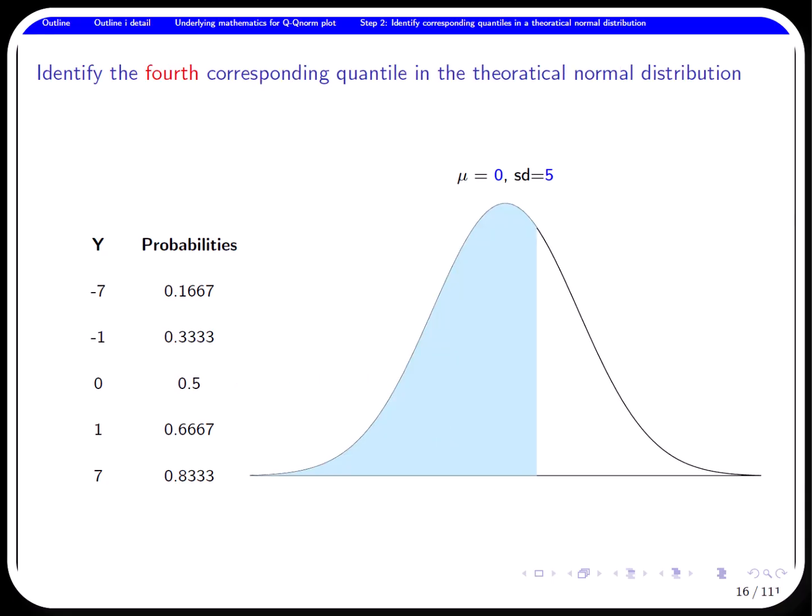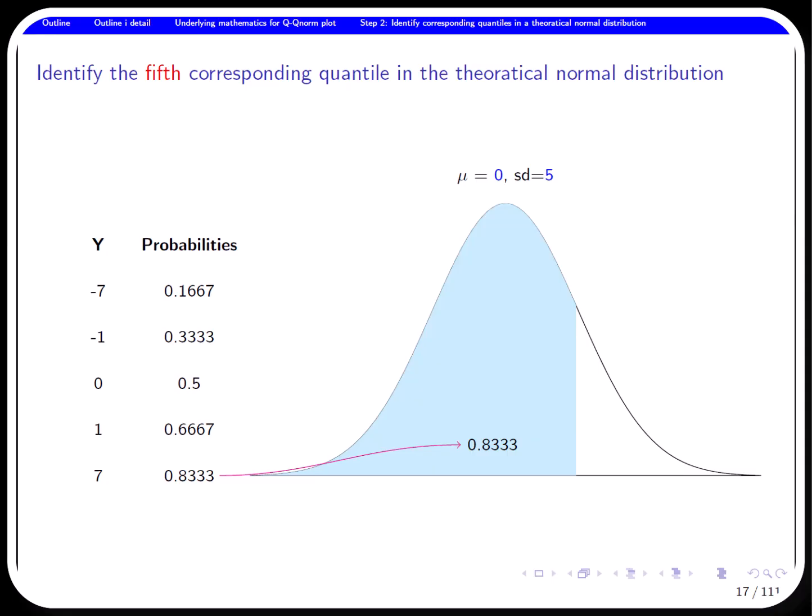Identify the fourth corresponding quantile in the theoretical normal distribution. The shaded area is the cumulative probability for the fourth observation in the theoretical normal distribution. X4 is the corresponding quantile. Identify the fifth corresponding quantile. The shaded area is the cumulative probability for the fifth observation in the theoretical normal distribution. X5 is the corresponding quantile in the theoretical normal distribution.